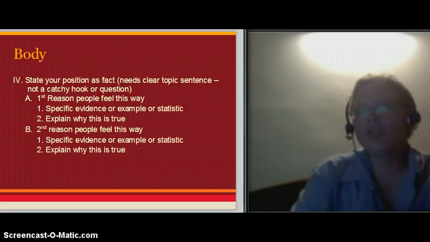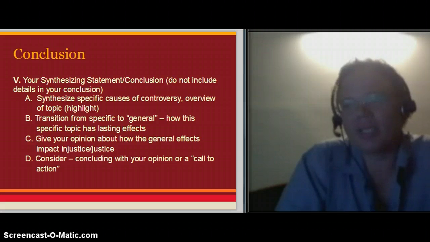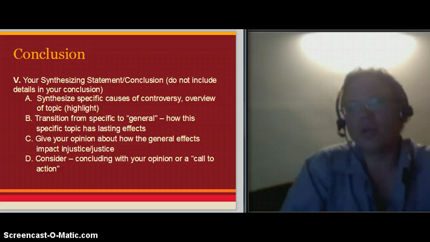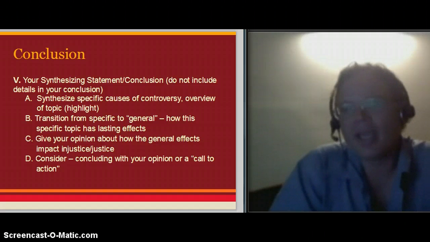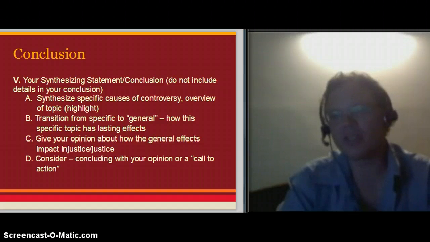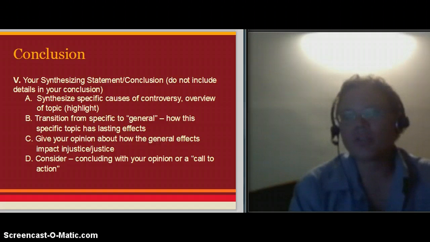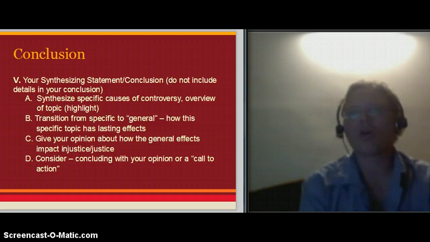And then in our conclusion, we're going to have a synthesizing statement. So we're not going to include details. We're just going to pull these two sides together, and then we're going to get into specific causes of the controversy, and an overview of the topic, and then we transition from specific to general. How does this topic have lasting effects? Give your opinion about the general effects, impact on justice and or injustice. Consider concluding your opinion with a call to action.